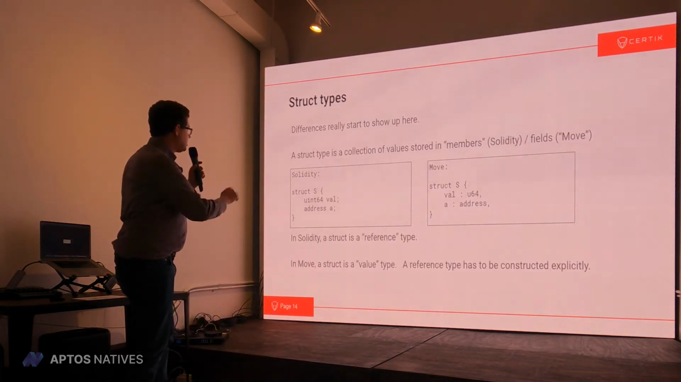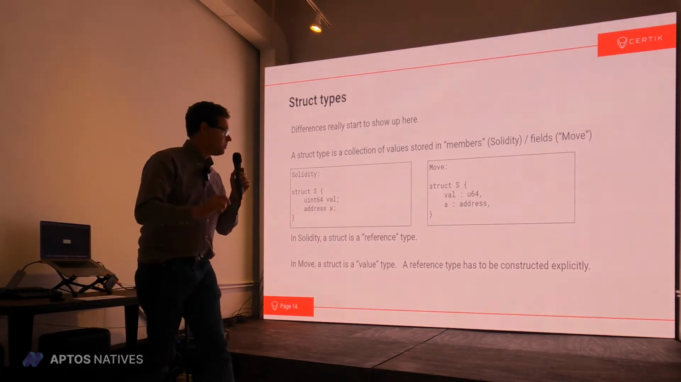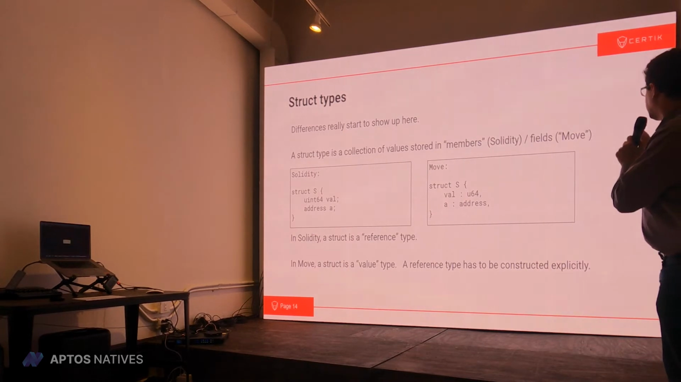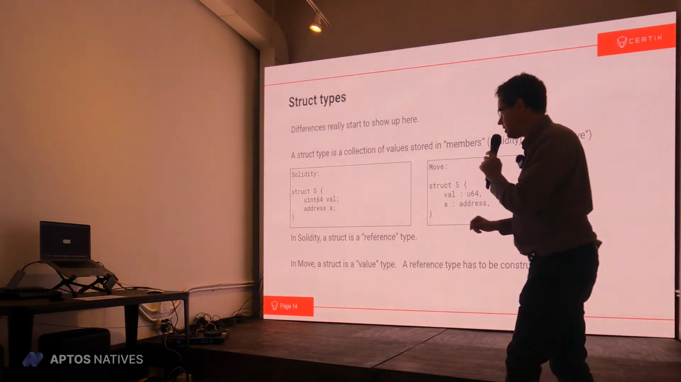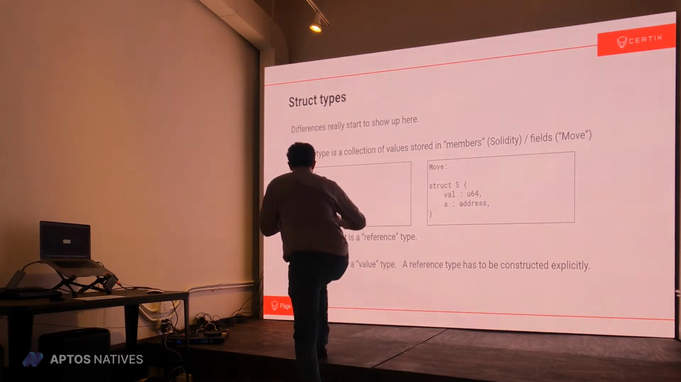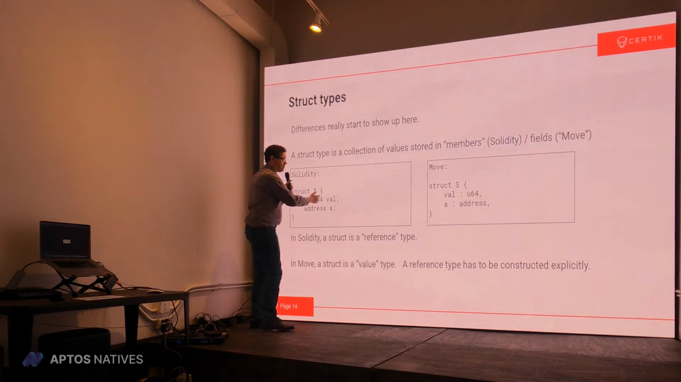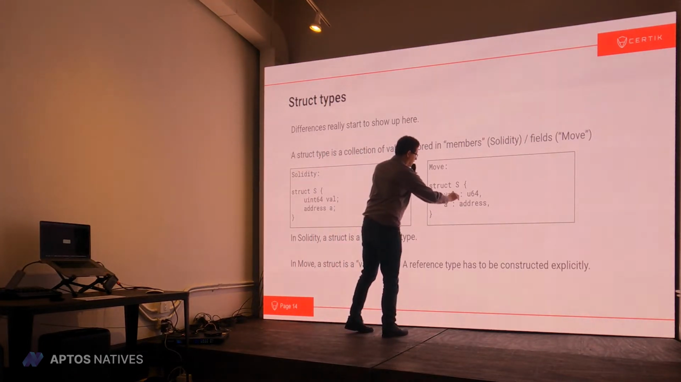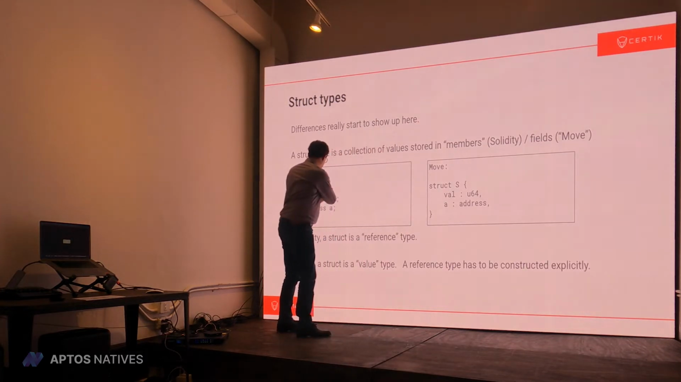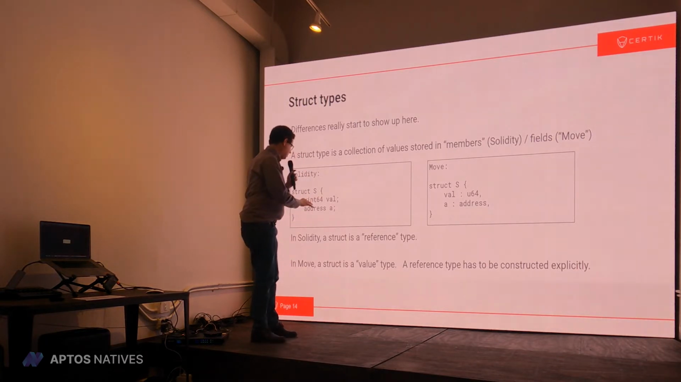When you look at struct types, this is really where the differences start to show up. In Move, you store them in fields. Here are two structs S. They've got an int64 value and an address. The syntax looks pretty similar. Here you declare it using the identifier followed by the type. There you declare it using the type followed by the identifier. The key point is that in Solidity, a struct is a reference type.